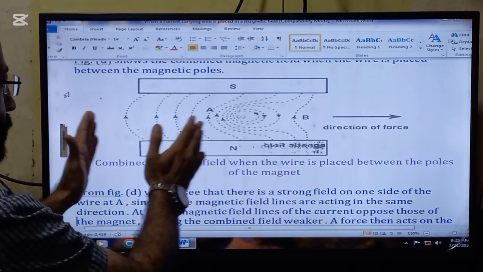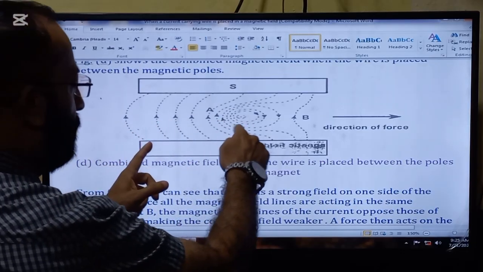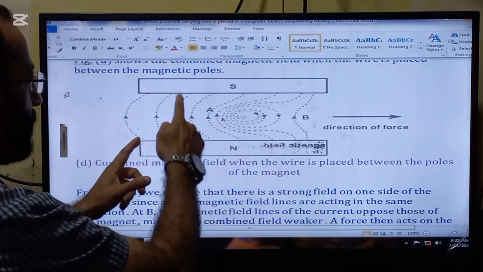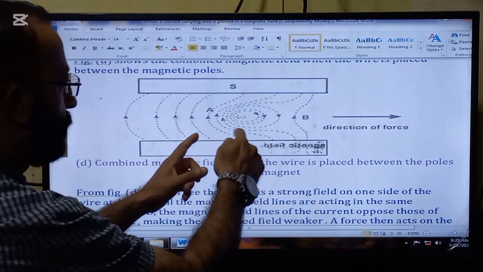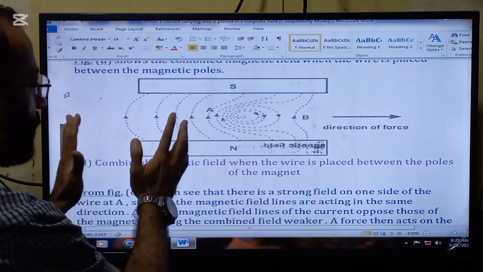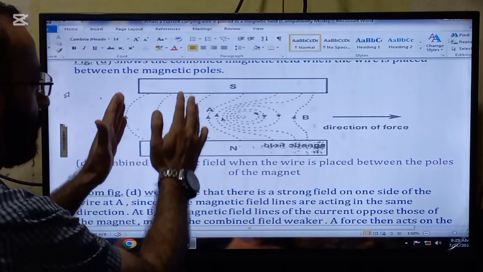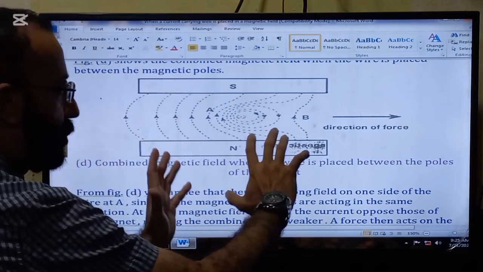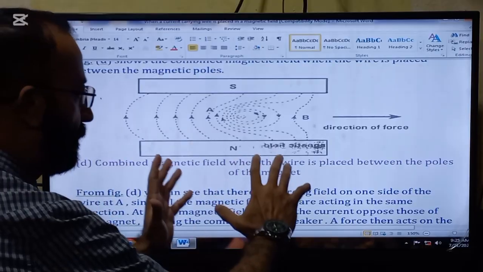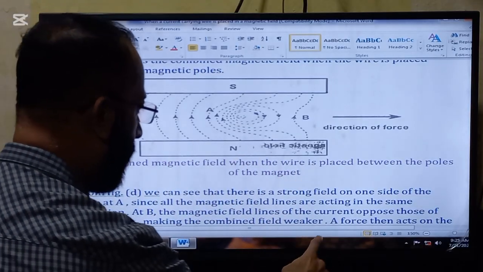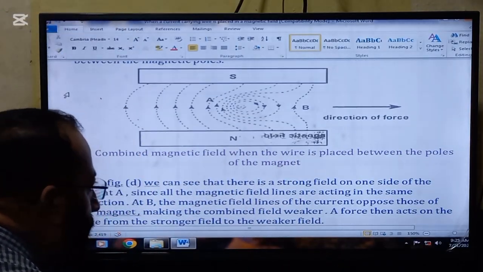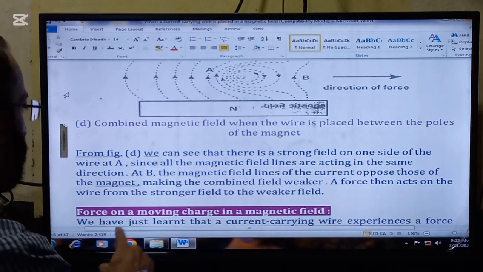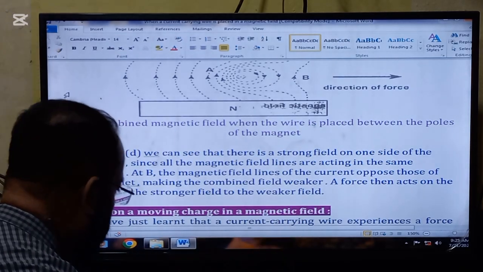Look now, this is the field due to the current, and this is the field due to the magnet. The field due to the current squashes the field due to the poles of the magnet, and this squash will apply a catapult force on the wire. A force then acts on the wire from the stronger field to the weaker field.